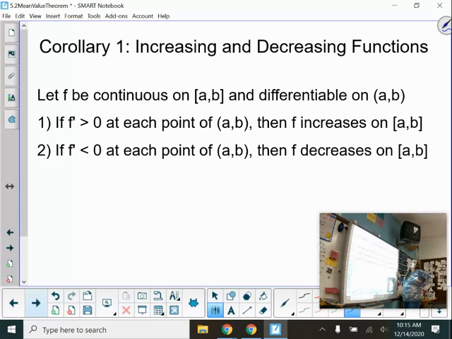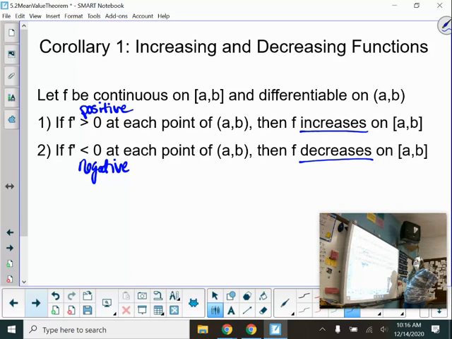They had to define increasing and decreasing as far as algebra goes so that we can make the connection to derivatives. So you let f be some continuous function on a to b, and it's differentiable on the open interval a to b. If your first derivative is greater than 0, well, greater than 0 means positive. So if your first derivative is positive at every point in your open interval a to b, then your function is increasing on a to b. If f prime is negative, so less than 0 at each point of a to b, then your function is going to decrease.